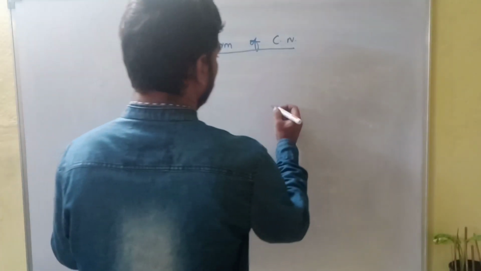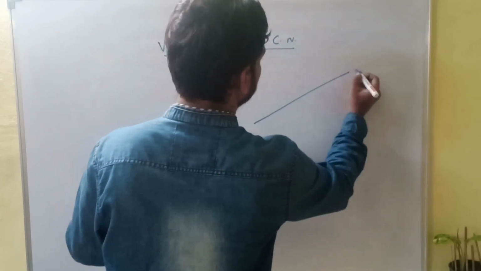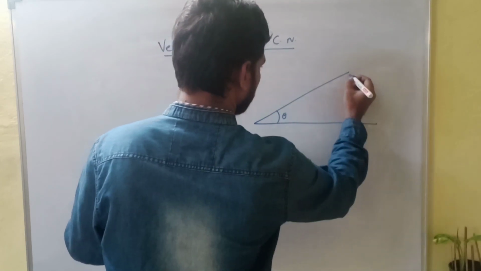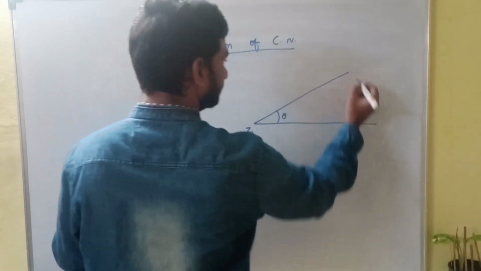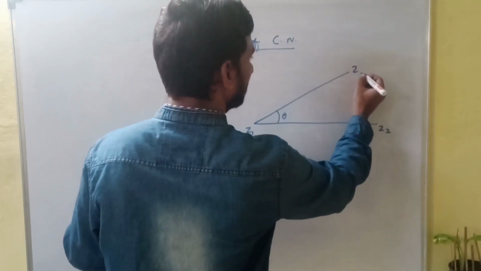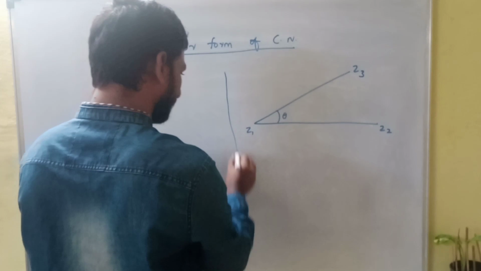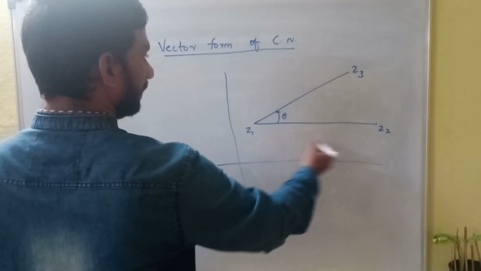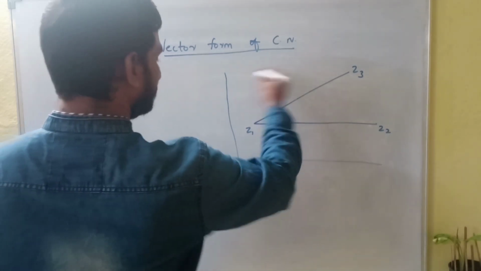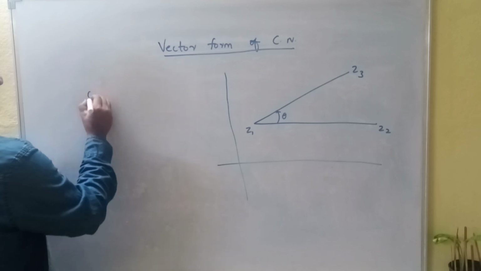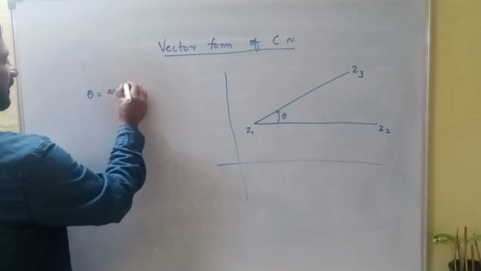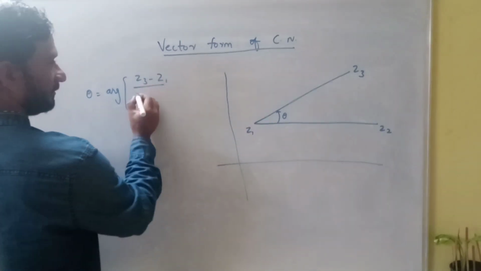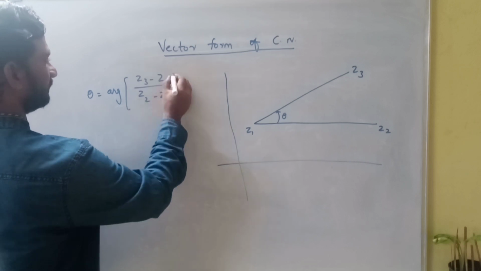Now let's take two vectors of complex numbers. I am taking one complex number here z1 and here z2, and this complex number is here z3, in the Gaussian plane. So I have to find the angle which z2 makes with z3. How can we measure this angle? This angle theta is equal to the argument of z3 minus z1 by z2 minus z1.